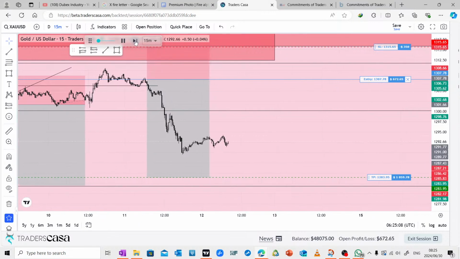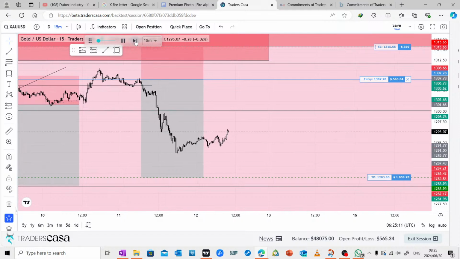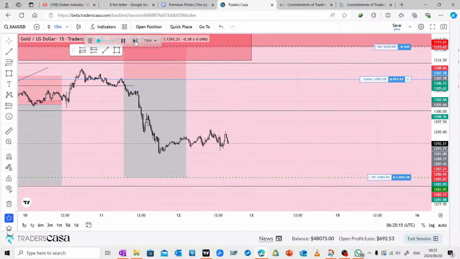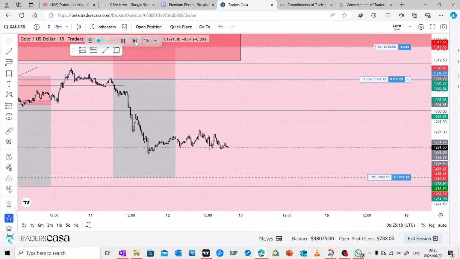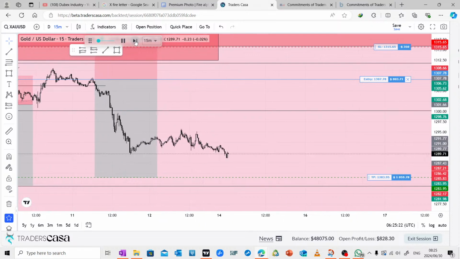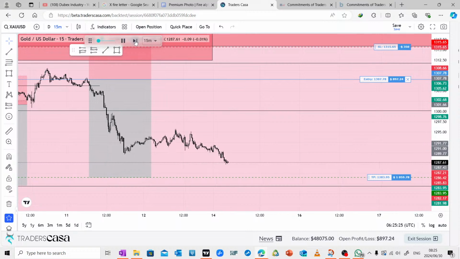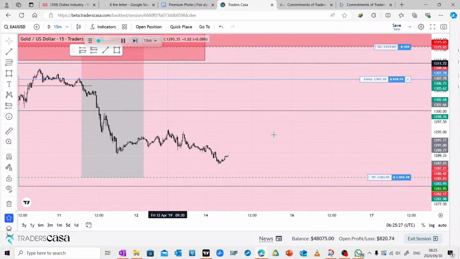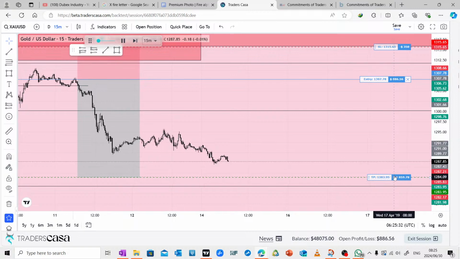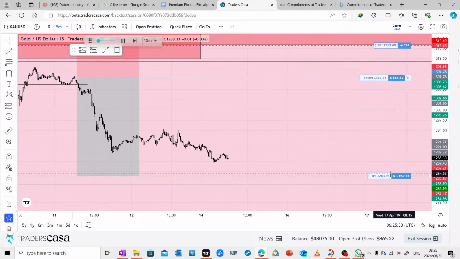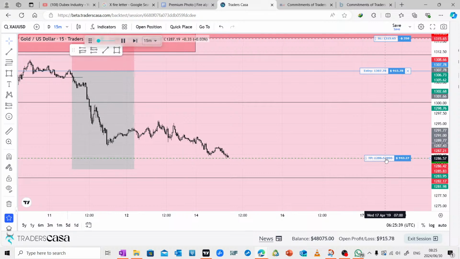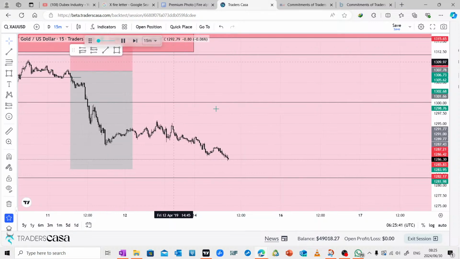Now it's sort of ranging for us to retrace back further. Okay, the market is clearly ranging. Shot to the downside, shooting to the downside, it's almost there. So I would close this trade right here. I'm out.